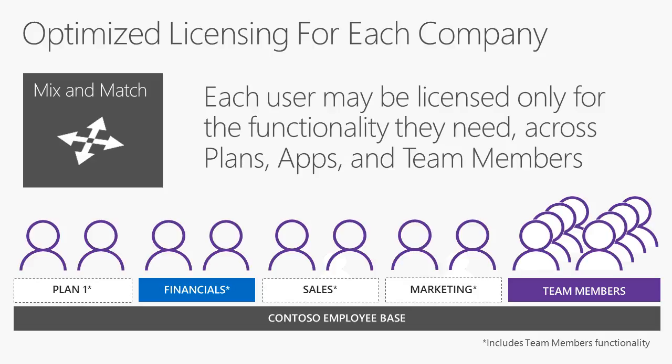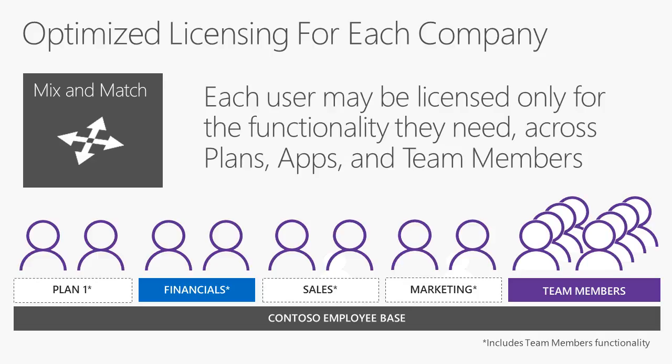So basically what you see here is that we are optimizing licensing for each company. Each user is going to be licensed for what they have access to or what you've actually paid for. So you can have someone on Plan 1, someone on Financials, someone on Sales, someone on Marketing, and a whole bunch of team members. As I mentioned earlier, you can mix and match.